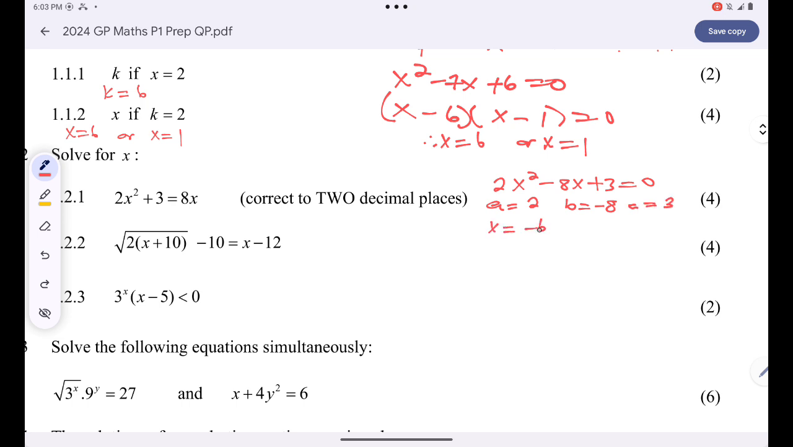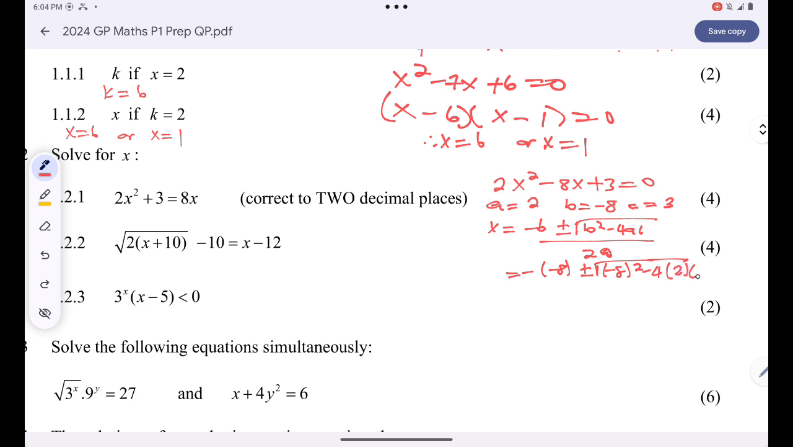The quadratic formula simply says minus b plus or minus the square root of b squared minus 4ac all over 2a. And then that's minus b plus or minus the square root of b squared.